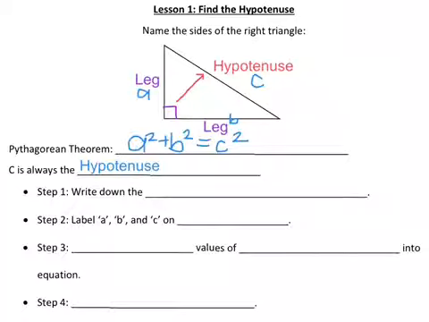So let's write down the steps that we should have. Step one, write down the Pythagorean theorem. All right, so that's a squared plus b squared equals c squared. Then, step two, we're going to label a, b, and c on the triangle. So we're going to get a picture of a triangle, and we have to label which sides are a, b, and c.